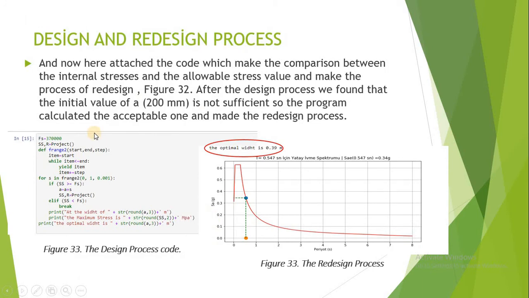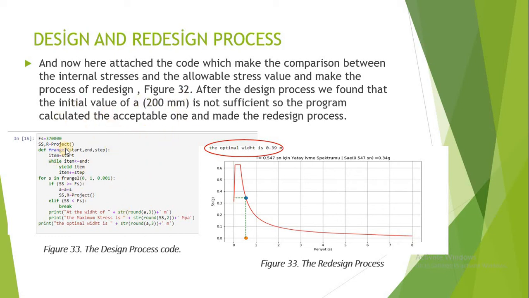After that we came to the design and redesign process. In this part of the project, the program takes the maximum stress at each element and compares it with the allowable stress. If the maximum value of stress in a member is more than the allowable stress, it increases the section dimensions in each step by 1 millimeter.